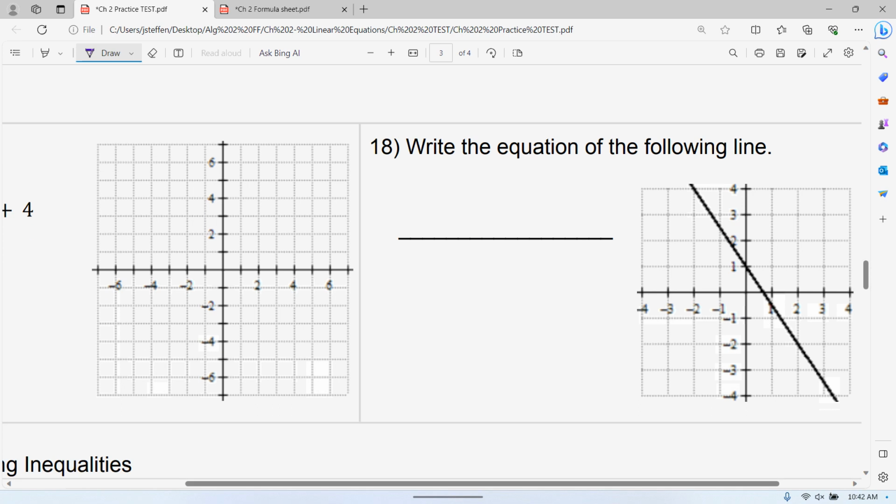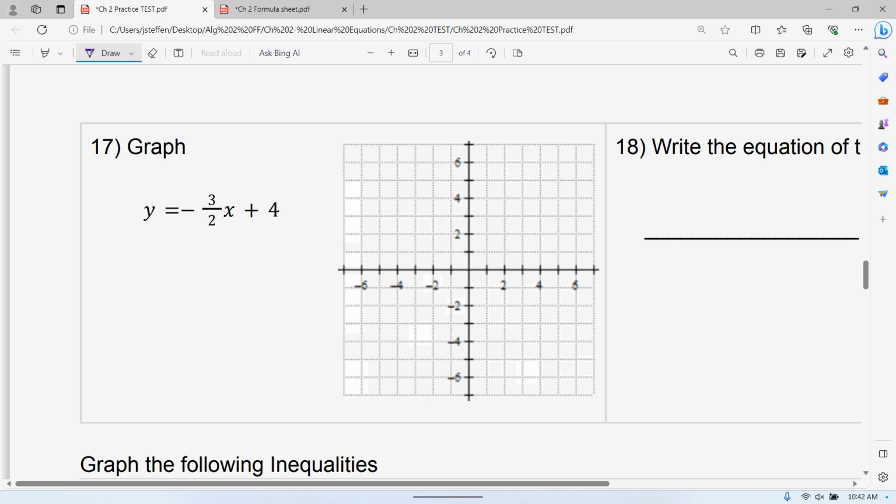So graph this. This is the slope. The y-intercept is here. Now my slope, again, if I have a negative in front, I just put it with the numerator. So then to the right, 1, 2, and that is my point. Really only need those 2, but I like to do a couple more. 1, 2, 3, 1, 2.